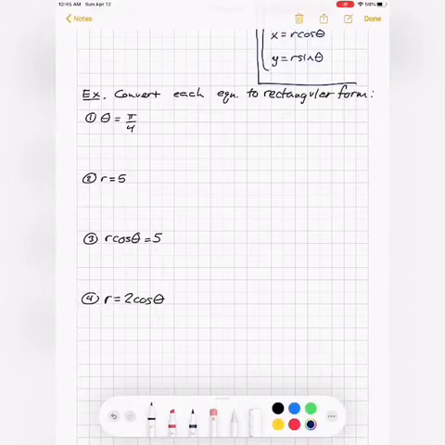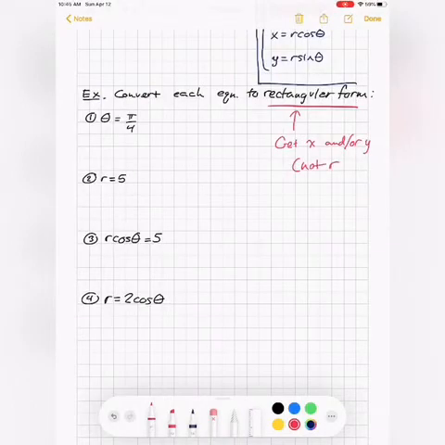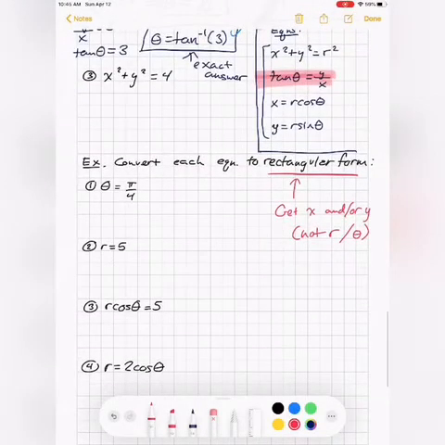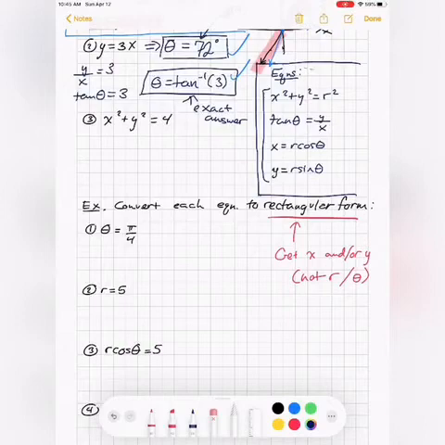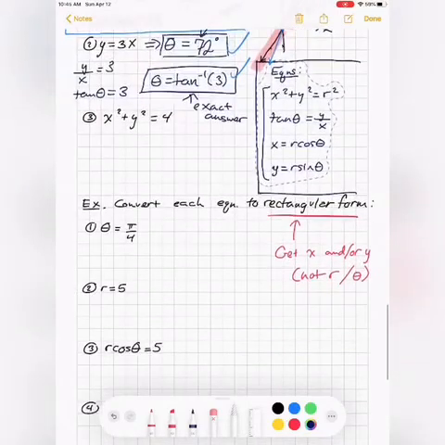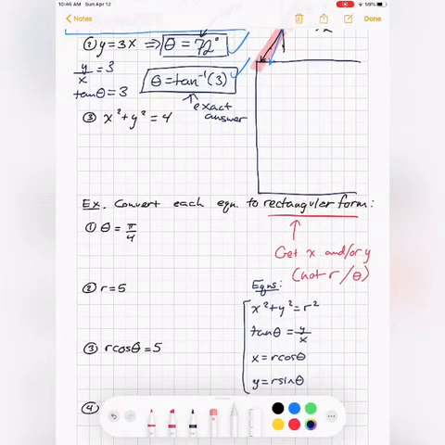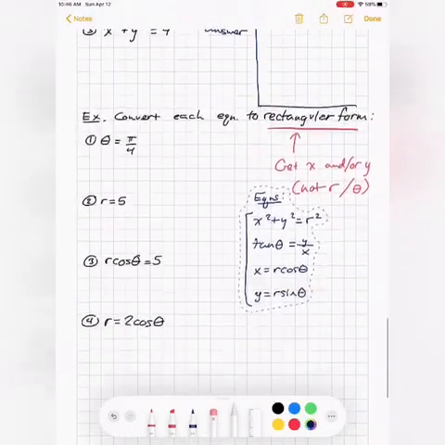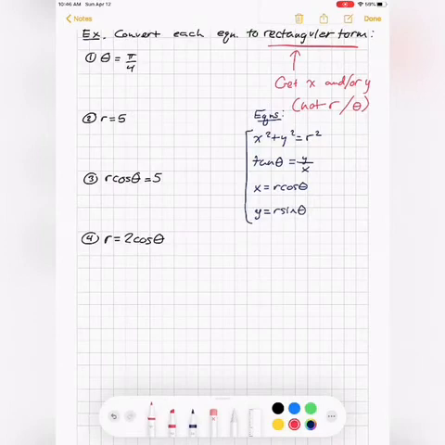Okay, what about vice versa? Convert each equation to rectangular form. That means my goal is to get x and or y, but not r or theta. But I have these same four equations that I'm working with. Maybe I can move them down here. Would that be useful? Same four equations.